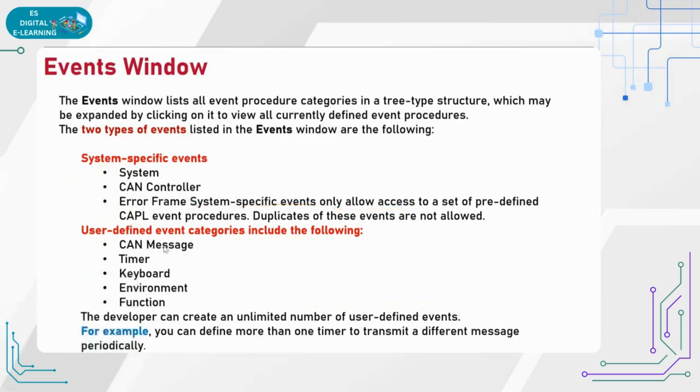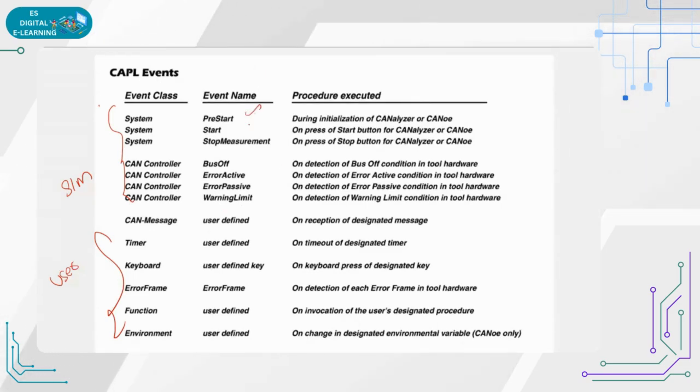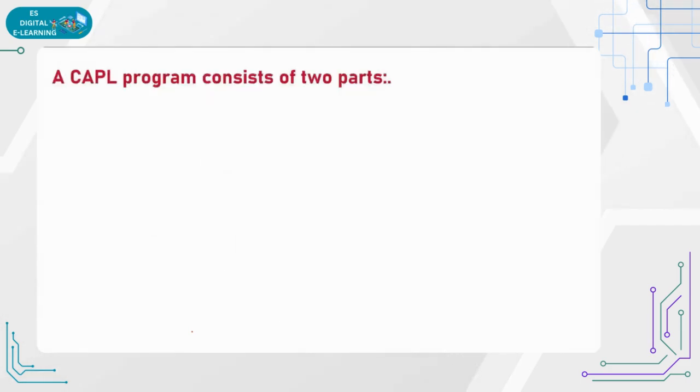Next is the brief info, like whatever the systems we have: pre-start, stop measurement. Whatever the events, it's system specific or user defined. So system specific are these, and we have the user defined. Whenever you are defining, the system specific should be pre-start, stop measurement, bus error active, error passive, warning limit. Coming to user defined, we are defining the timeout. We can define the on keyboard detection. All those things we are making as user defined. So going forward, you can understand.